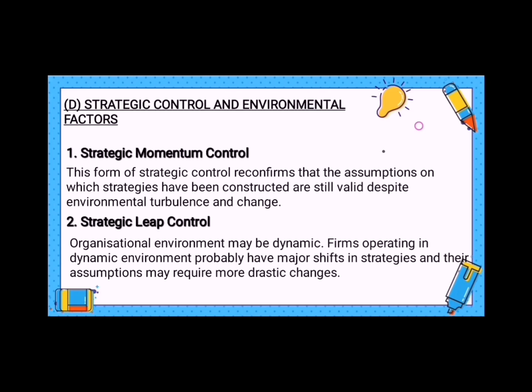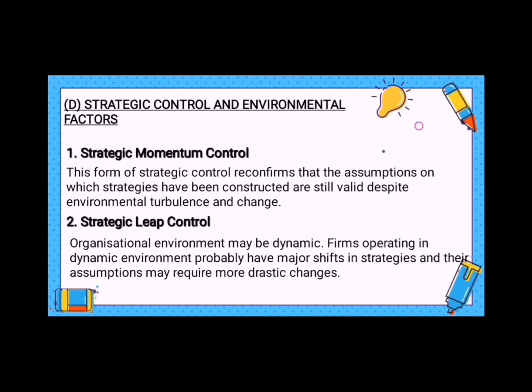The environment of the organization is the greatest determinant of the appropriateness of the strategies. Stable environments often allow the organization to maintain its strategic momentum or direction. Dynamic environments force the organization to change the strategic momentum or direction frequently. Further, organizations in such environments require control techniques designed to allow the organization to make strategic leaps. Number 1. Strategic momentum control.